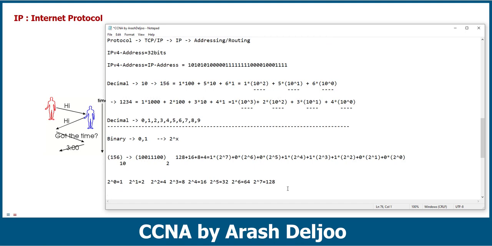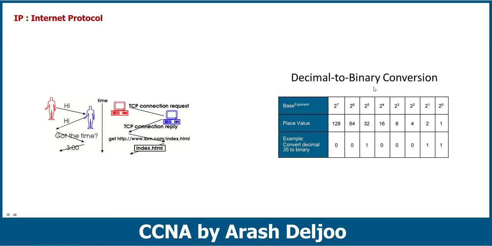These examples are important for us, but before that, look at here, decimal to binary conversion. Base 2, exponent 7 is equal to 128, to the power of 6 equals 64, as I mentioned before, 2 to the power of 5 is 32, to the power of 4 is 16, to the power of 3 is 8, to the power of 2 is 4, to the power of 1 is 2, and 2 to the power of 0 is 1. And here we can see the conversion of 35. Now we can easily calculate 35.